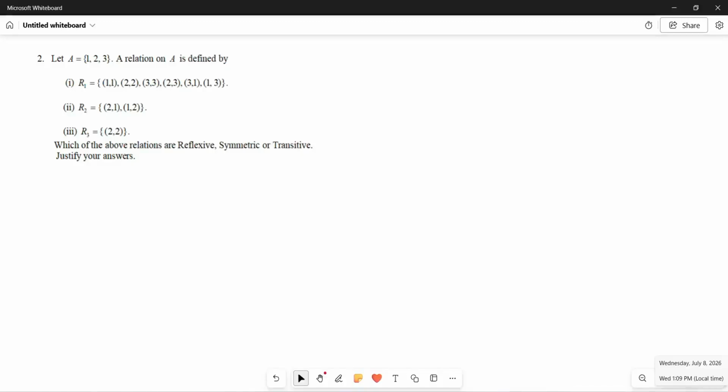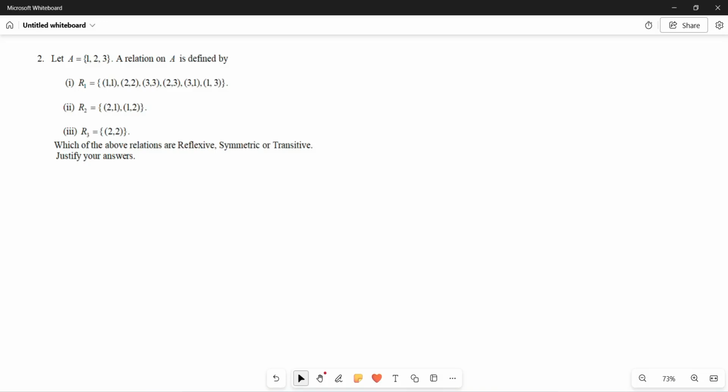Right, guys, we'll come to question number 2, and there it is asking about the relations. Now, you want to understand what these three relations are, which are called reflexive, symmetric, and transitive. And we have to justify each of these things. First of all, we'll understand what reflexive, symmetric, and transitive mean. First of all, the reflexive.